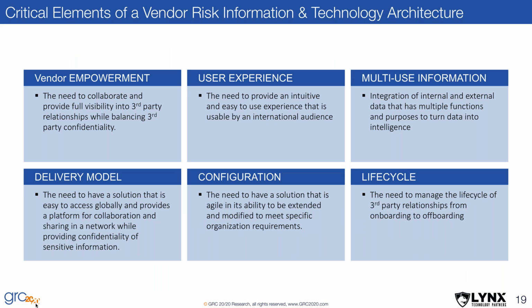Some critical elements of a vendor risk information technology architecture. First is the vendor empowerment. You need to be able to collaborate and provide full visibility into third-party relationships while balancing third-party confidentiality. You need technology that can help you communicate to third parties and provide that system of record and automation of the overall process.